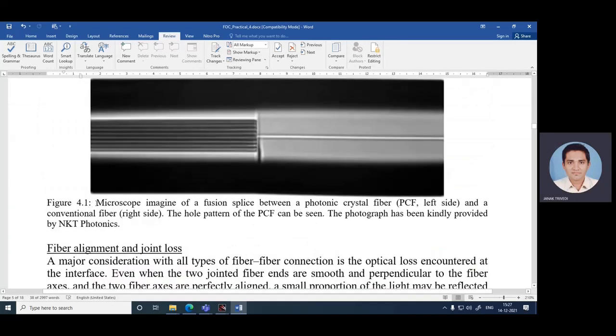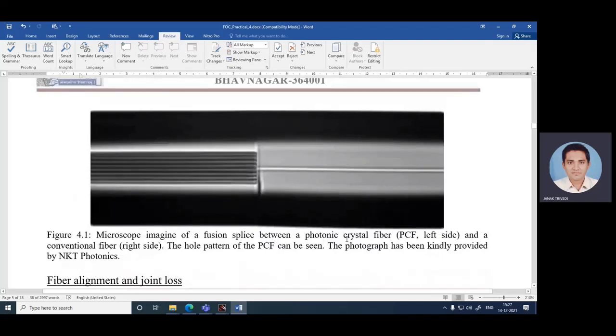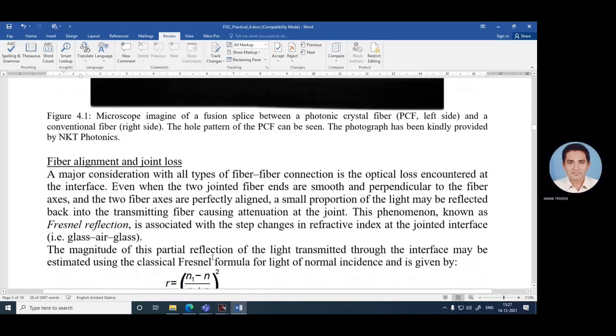This is a figure of a micro image of a fusion splice between a photonic crystal fiber, PCF, on the left side and a conventional fiber on the right side. The whole pattern of the PCF can be seen. The photograph has been kindly provided by NKT Photonics.